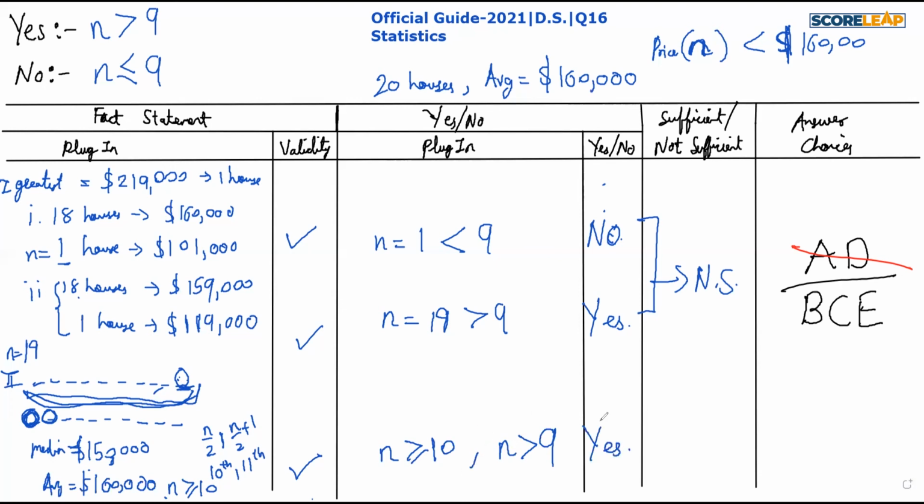Can we get a no over here? No, we cannot, because there will be a minimum of 10 houses priced at or below $150,000. So n will always be greater than 9. Hence, at least 10 houses will be priced lower than the average of $160,000, so we will always get a yes. So this statement is sufficient to answer our question. Whenever the second statement alone is sufficient, cross CE, and our correct answer is B. I hope this is clear.